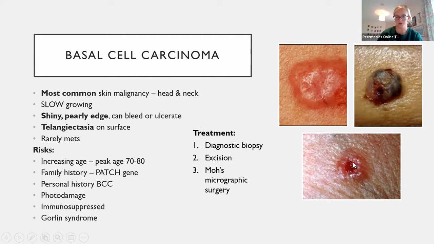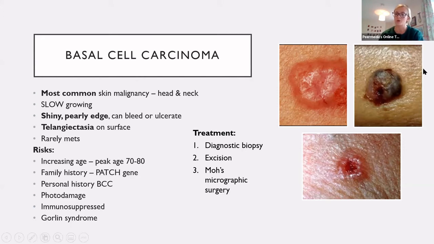This picture on the bottom, sometimes it can ulcerate, so that's called a rodent ulcer. Something like this, you might be a little more cautious about whether it is an SCC, so you might 2-week referral it, but generally, if you're confident it's BCC, it can just be routinely referred.